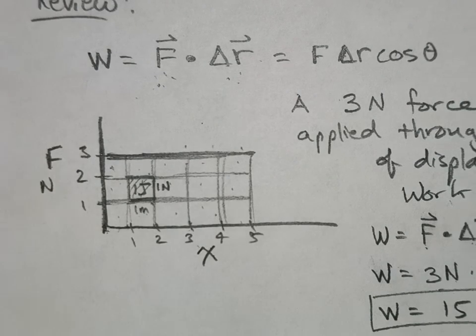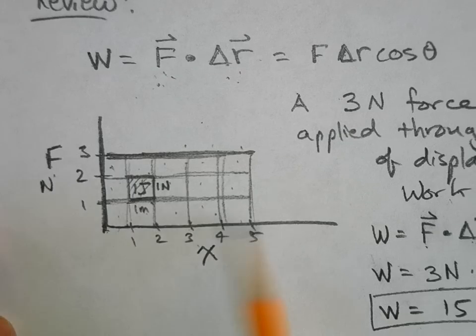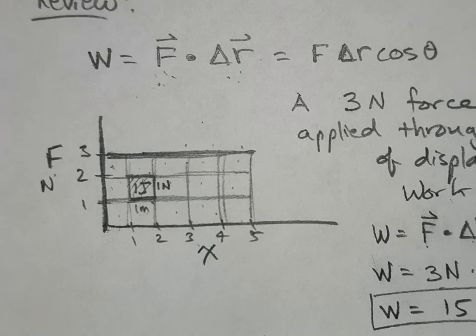Now, we've done this before. Remember, we said the area underneath the velocity versus time graph was our change in position, our displacement. We said that the area underneath an acceleration versus time graph represented my change in velocity. Okay, now we're going to say that the area underneath a force versus position graph represents work done by the force.